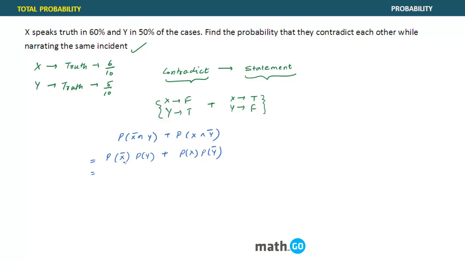So x false means 4 by 10, since x speaks false, it's basically he lies. This is again 5 by 10, this is 6 by 10, and this is 5 by 10. So the answer we are looking for is 20 by 100 plus 30 by 100, and in fact if you calculate, this means there is a 50% chance that they will contradict each other. This is what is meant by this particular problem, right? This is one of those questions which I have generally seen being asked routinely in examinations, but it's a very simple problem.